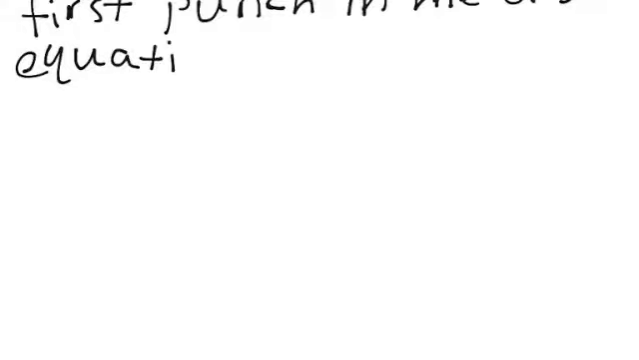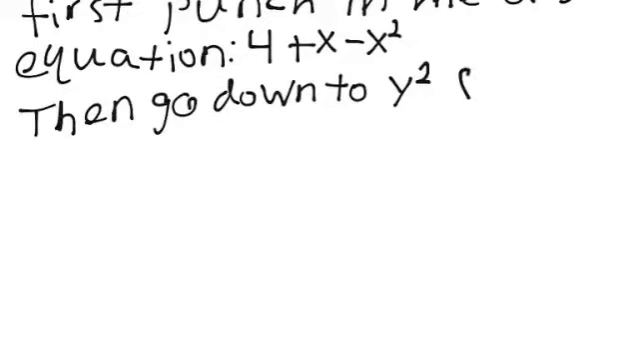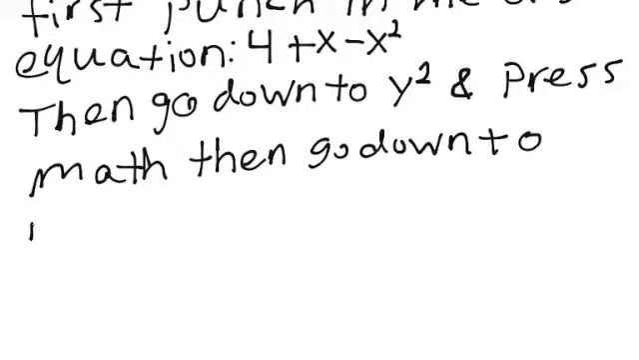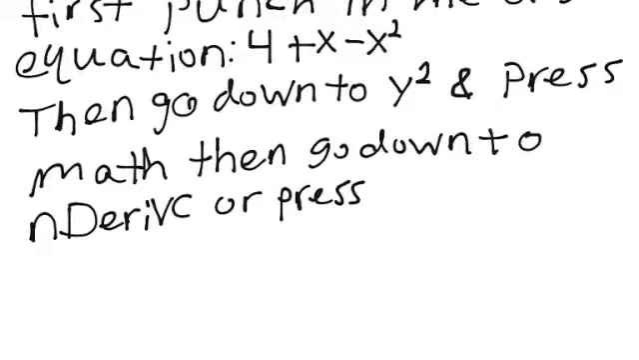First, punch in the original equation. Then, you go down to Y2 and press Math. Then go down to nDeriv or press 8. From here, you will press Vars and go over to 1.